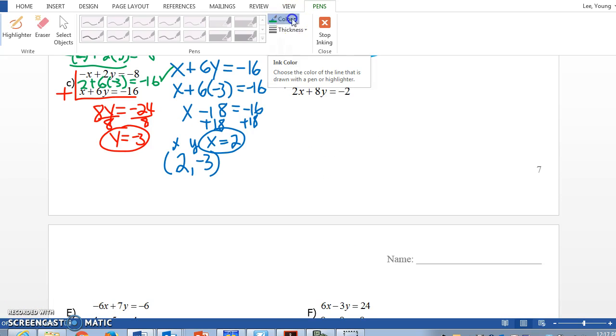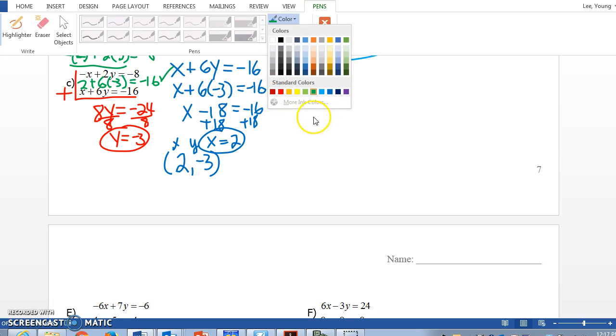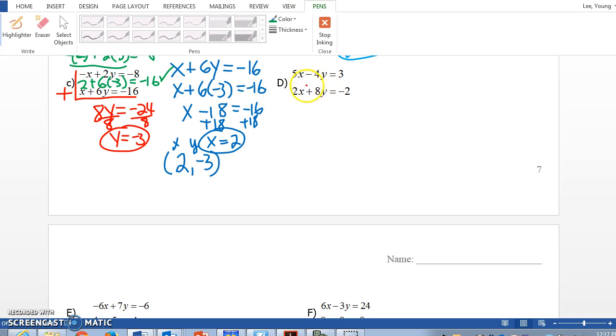Now we're going to take a look at D. All right, example D. Now, they're written in standard form, which is good. Are they opposites? 5 and 2, negative 4 and 8. Okay, they're not opposite numbers, so we have to make one of these into opposites. 2 cannot go into 5, so we are not going to change these two. We're going to move to negative 4 and 8, and we're going to multiply one of the equations to make it into the opposite of 8.